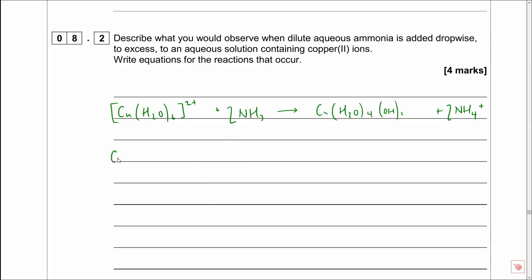Our next bit is going to be starting with the Cu(H2O)4(OH)2 again, reacting it with ammonia. Remember, this time this is our excess where we end up with the NH.